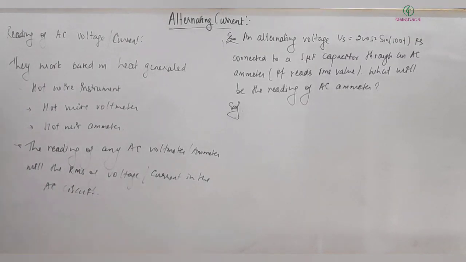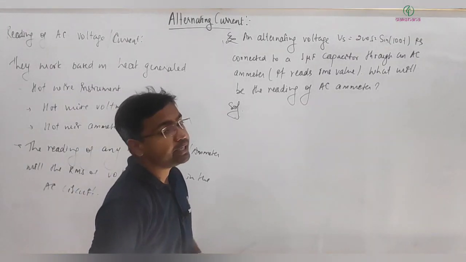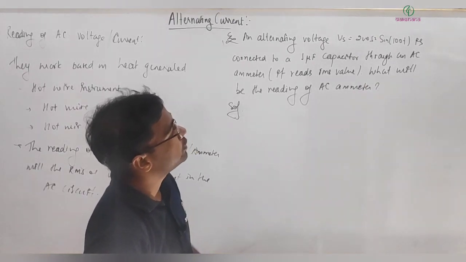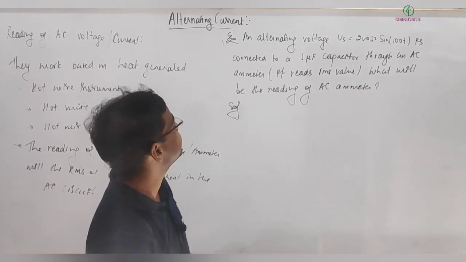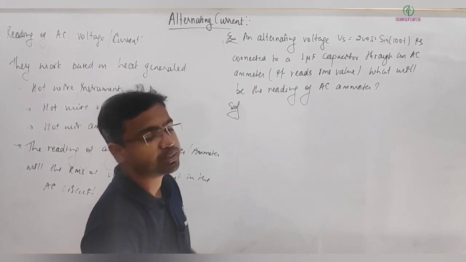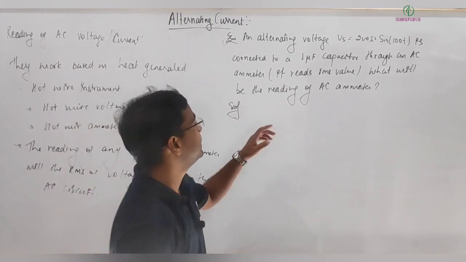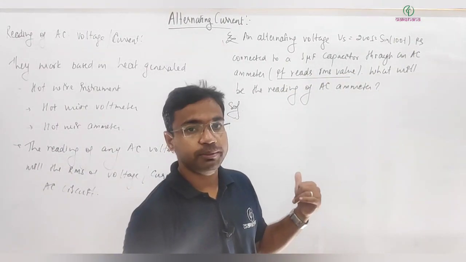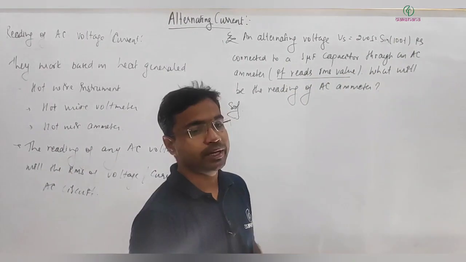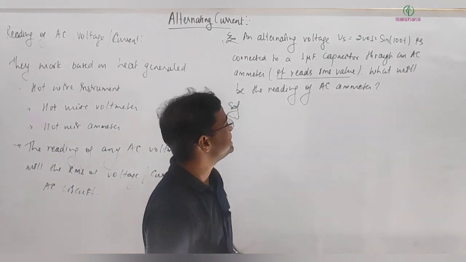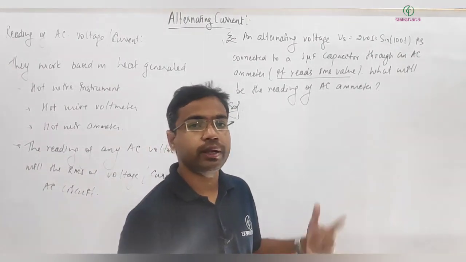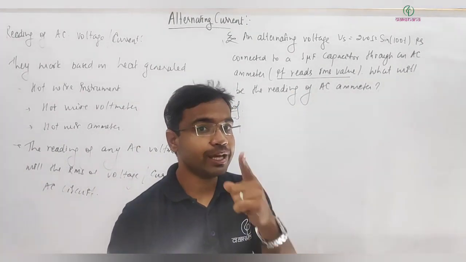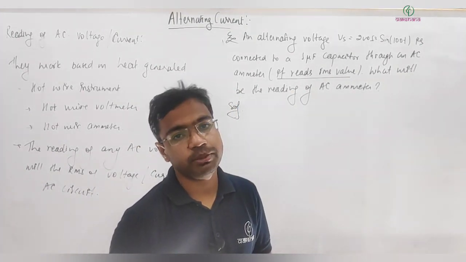Okay, see one problem here. An alternating source voltage 200 root 2 sine of 100t is connected to a 1 microfarad capacitor through an AC ammeter. Here it is also mentioned that it reads RMS value. It may not always be mentioned, so you need to keep that in mind. What will be the reading of the AC ammeter? You are asked to find the current, but it should be the RMS current, not the peak current.